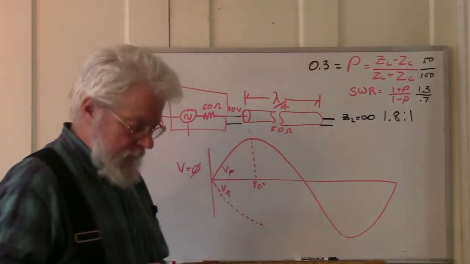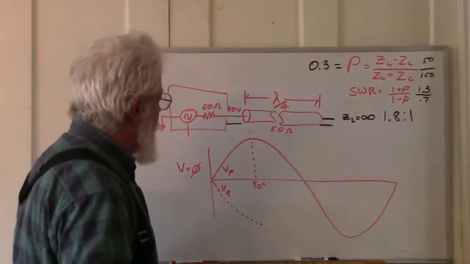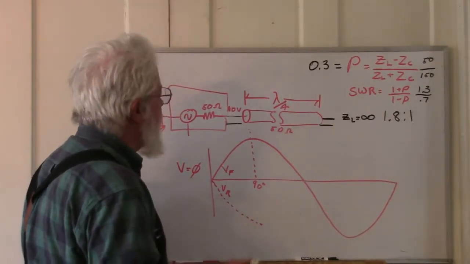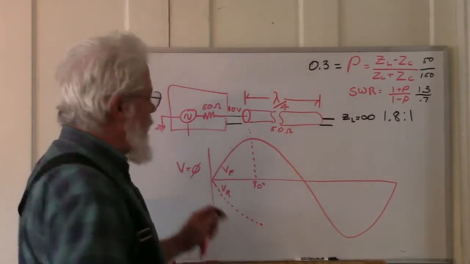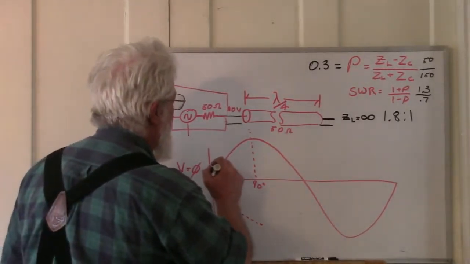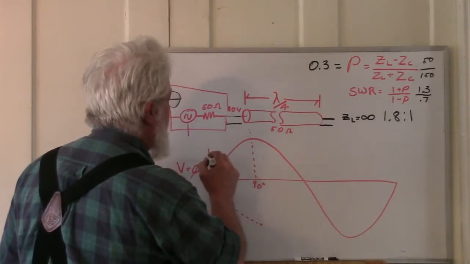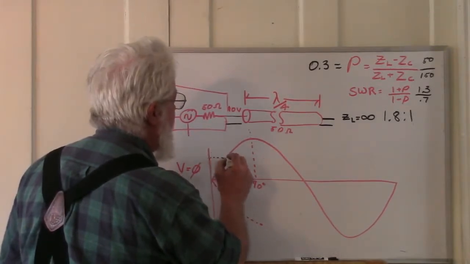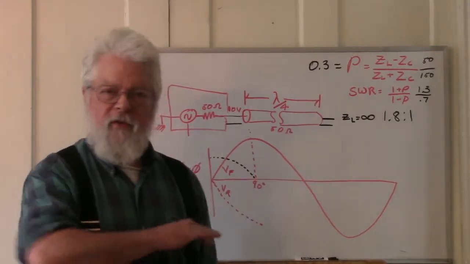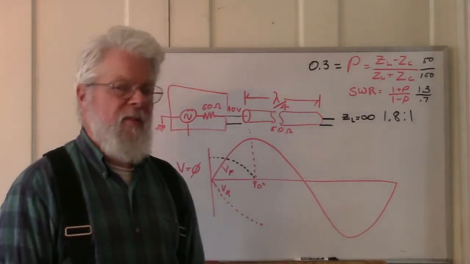V equals 0. The same thing occurs with the current. I have some current flowing at the beginning, and by the time it gets to the 90 degree point, it's 0. There's nothing coming back.